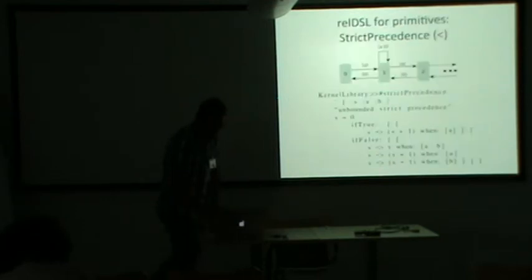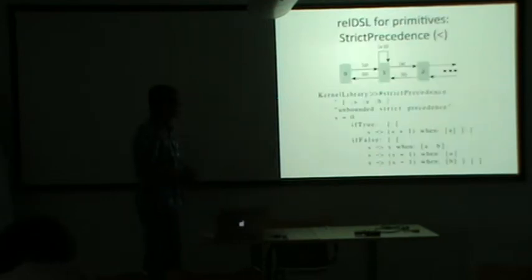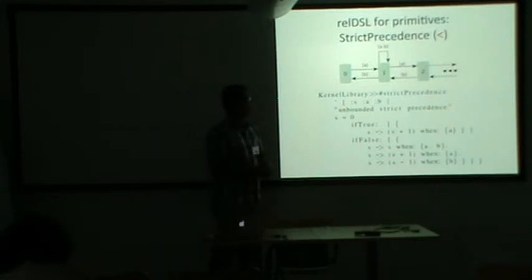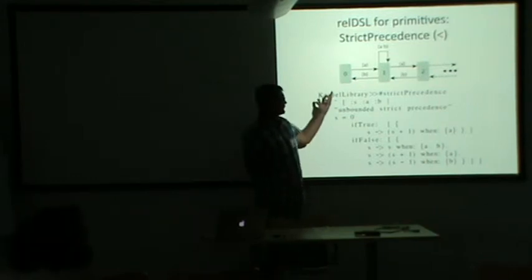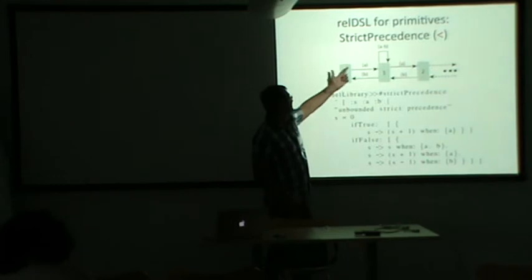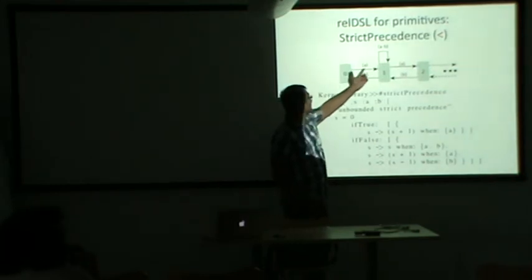And let's see, for example, one example. The strict precedence relation, which says that I have one event that should precede another. In terms of an automaton, we can represent it like this. Basically, we have the event A.